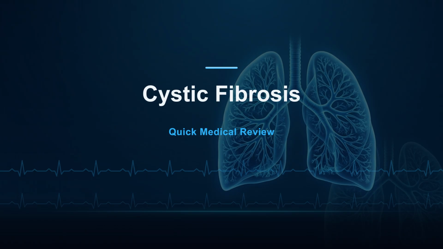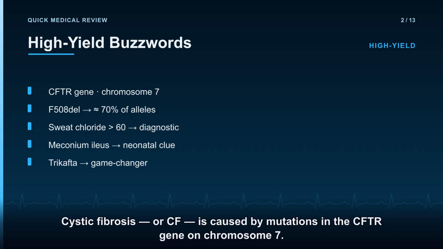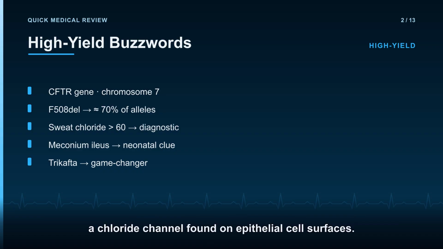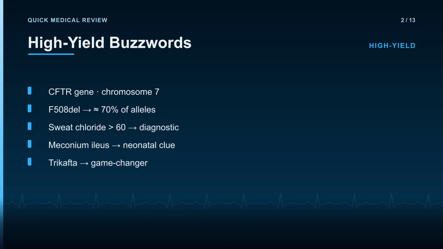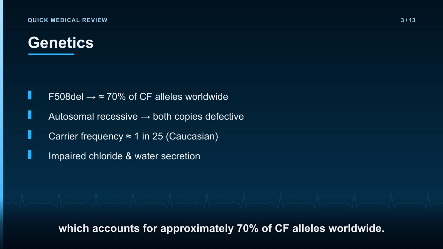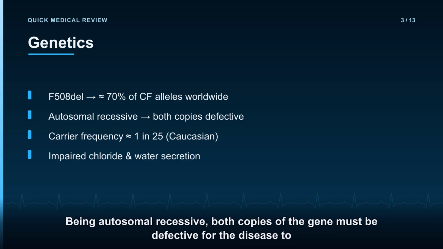Let's get into it. Cystic fibrosis, or CF, is caused by mutations in the CFTR gene on chromosome 7. This gene encodes the cystic fibrosis transmembrane conductance regulator, a chloride channel found on epithelial cell surfaces. The most common mutation is the F508del, or delta F508, which accounts for approximately 70% of CF alleles worldwide.